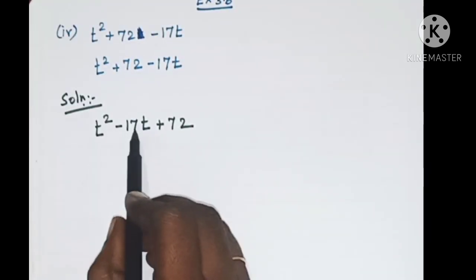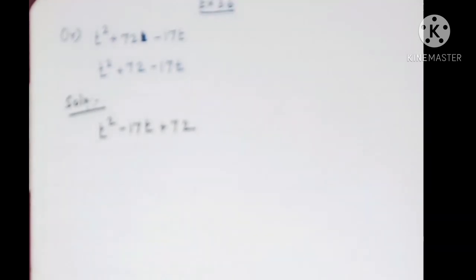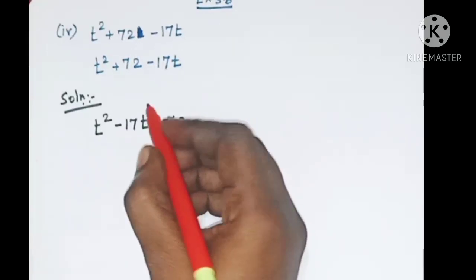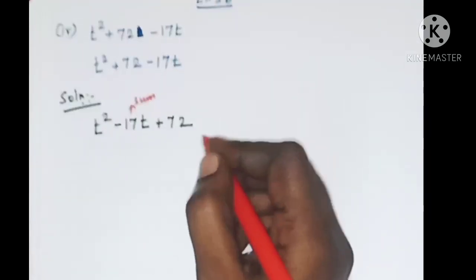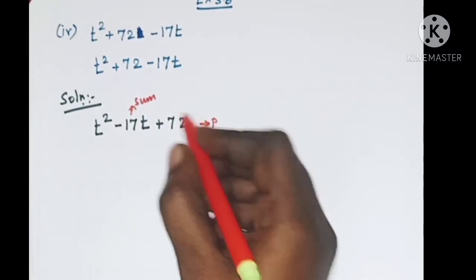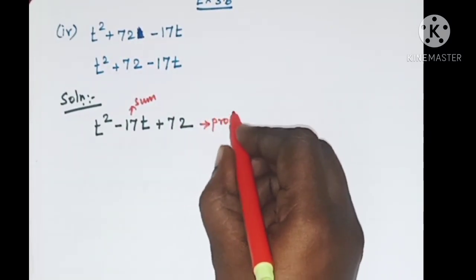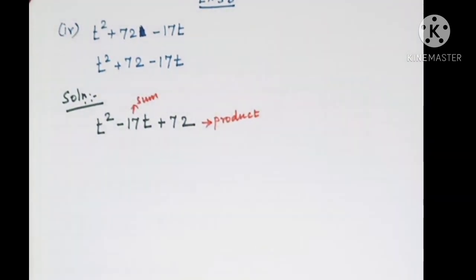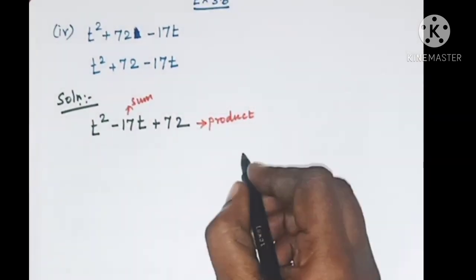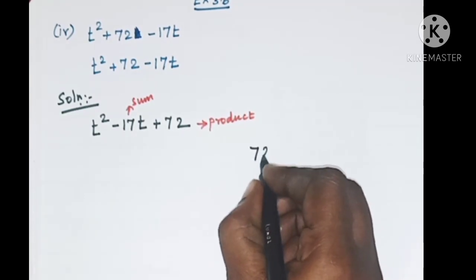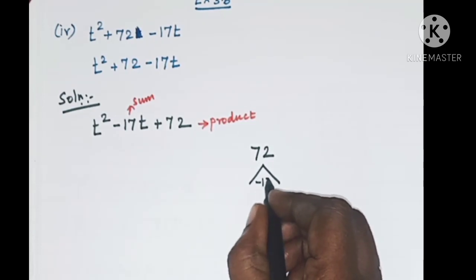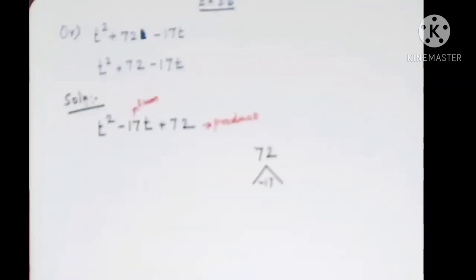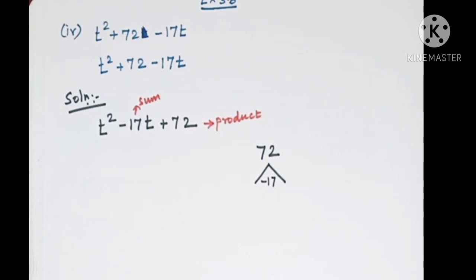Now we have 3 terms in this algebraic expression. You know which is the sum in this expression. Which number is the sum? So 17 is the sum. This is the sum, and this number is product. Now write this product number 72 and write that sum is minus 17 here. Okay. Now we have to identify the two numbers.